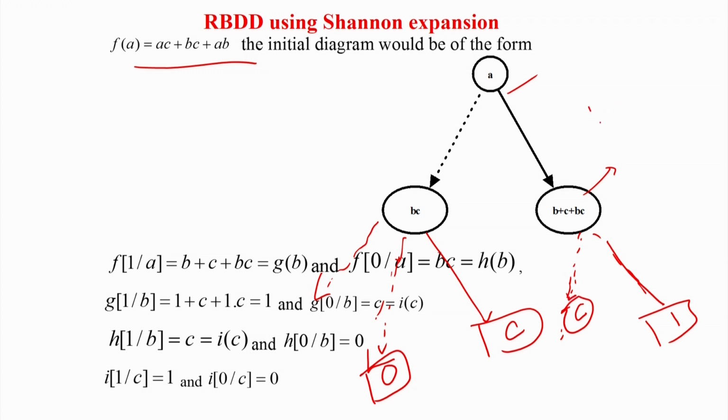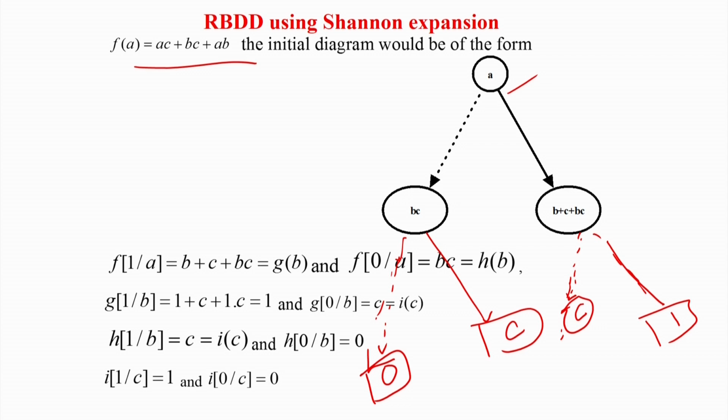Right, this is B plus C plus BC. If I make C equal to 0, B equal to 0, then this is gone, only C will remain. So this is the next intermediate structure. So same thing is written over here, and then only one more node remains, that is C. C equal to 0, what happens, C equal to 1, what happens.